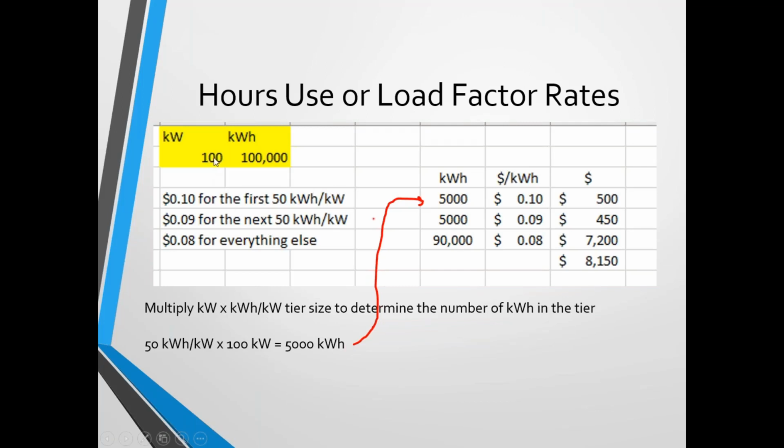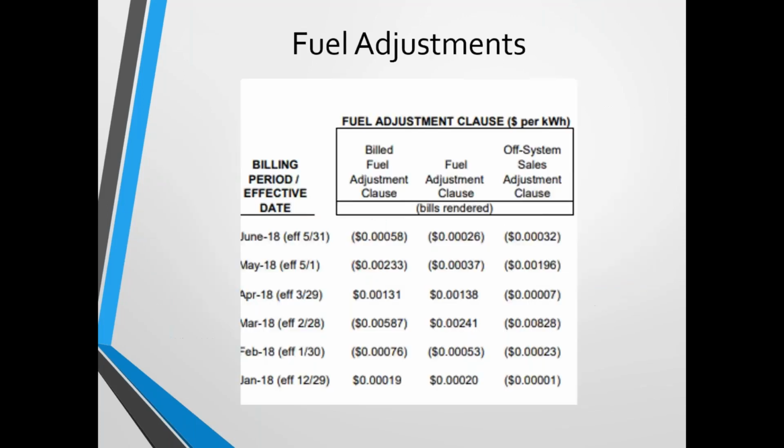If my demand was, let's say, 1, then my tier size would be 50. The first 50 kilowatt hours would be 10 cents per kilowatt hour. That's how that works. Oh boy, but the first time you try to figure that out, if someone like me didn't give you a hint, maybe you guys are smarter than I am, but I was confused. All right, fuel adjustments.